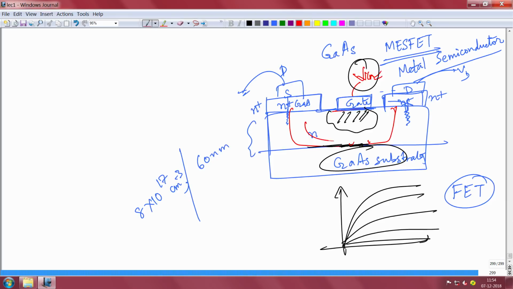Of course, there is another variation called JFET, in which instead of a Schottky barrier depletion, as you are using here, you use a P-type junction to deplete. That is also similar. Don't worry about that so much.